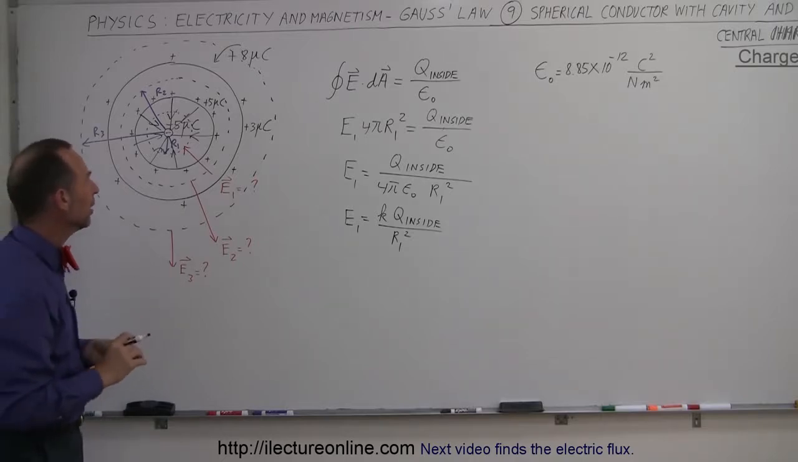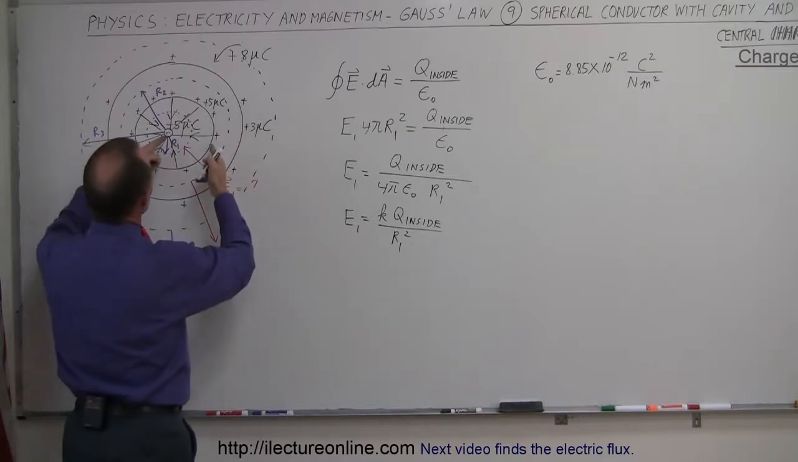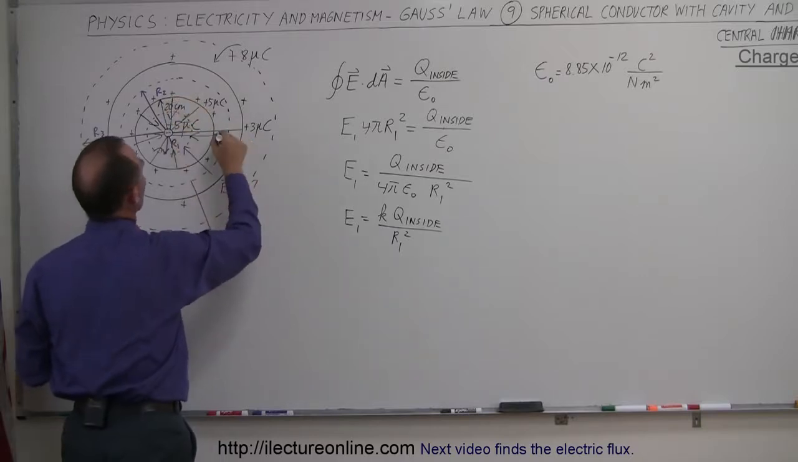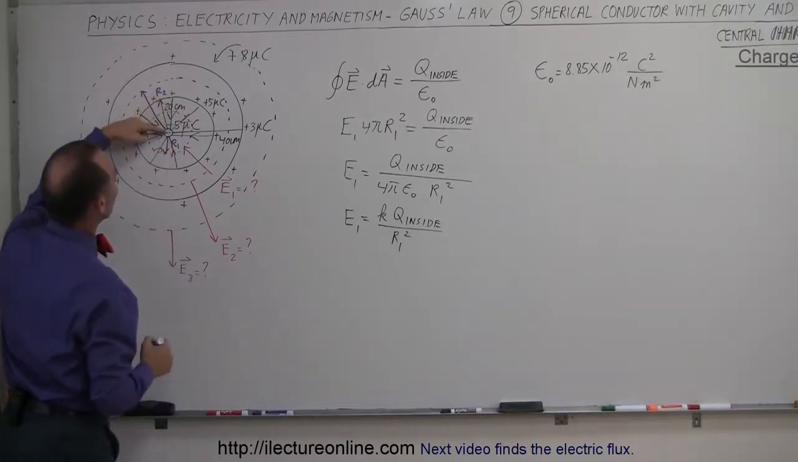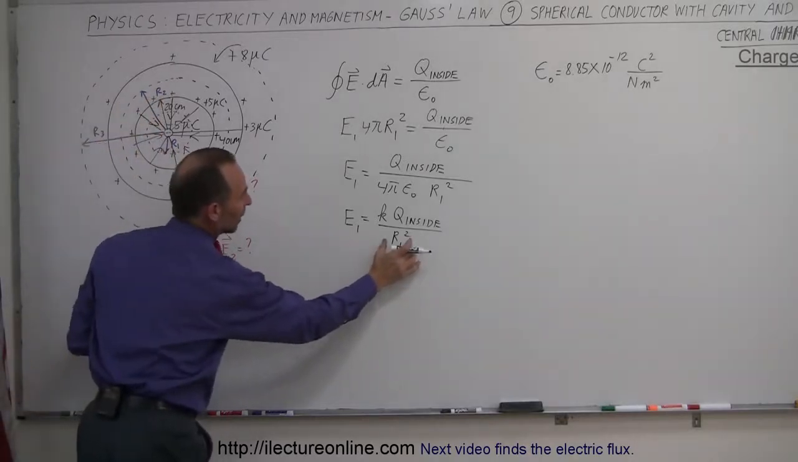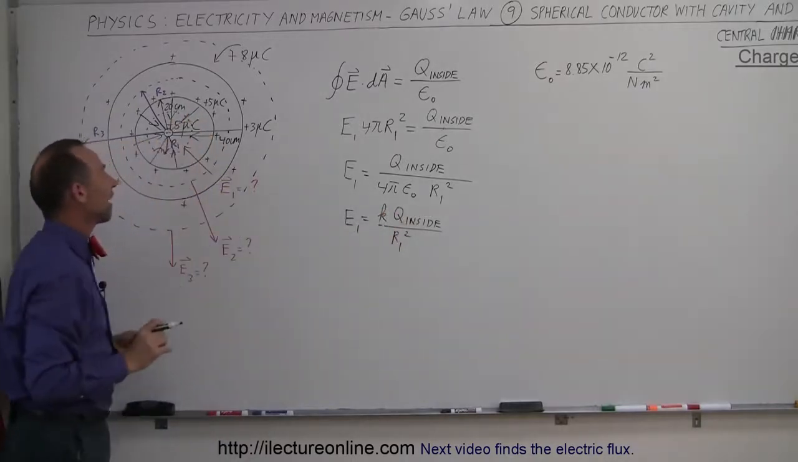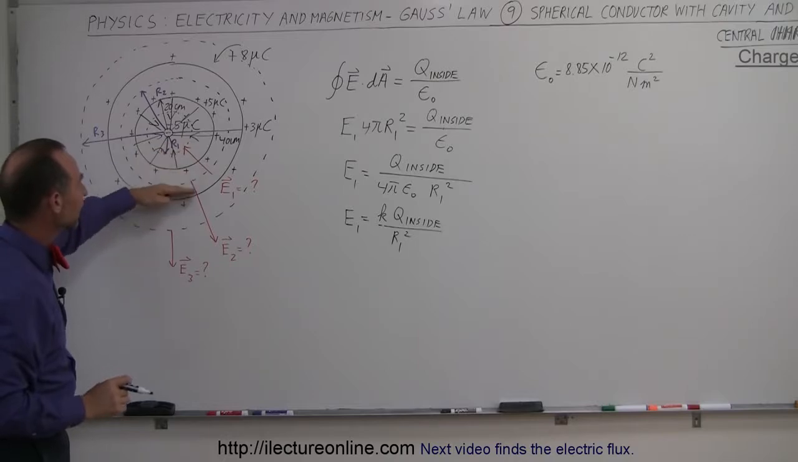I didn't put any numbers in, but let's say that the inside radius, this radius right here, is 20 centimeters, and this one here is 40 centimeters. So that means that inside the cavity, it's anywhere from 0 to 20 centimeters, which would be the R1 in here. K is 9 times 10 to the 9, and Q inside will be the -5 microcoulombs. Okay, what would be the electric field strength inside a conductor?